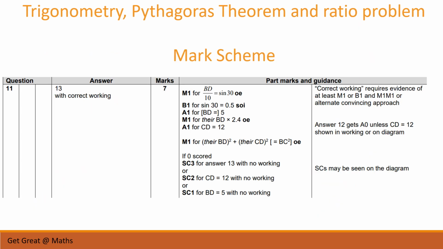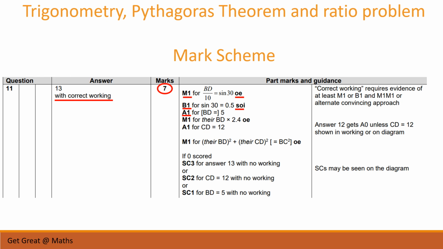The mark scheme on this paper shows that you have to show correct working. So the answer is 13 and you must show your working. There were 7 marks in total. M1 means a method mark. OE means or equivalent. B1 is also a method mark. SOI means seen or implied, so if you've written 0.5 for sine 30 anywhere, you will get a mark.